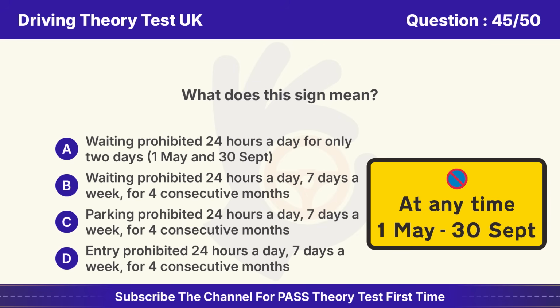Question 45. What does this sign mean? Option A. Waiting prohibited 24 hours a day for only 2 days, the 1st of May and the 30th of September. B. Waiting prohibited 24 hours a day, 7 days a week, for 4 consecutive months. C. Parking prohibited 24 hours a day, 7 days a week, for 4 consecutive months. D. Entry prohibited 24 hours a day, 7 days a week, for 4 consecutive months.